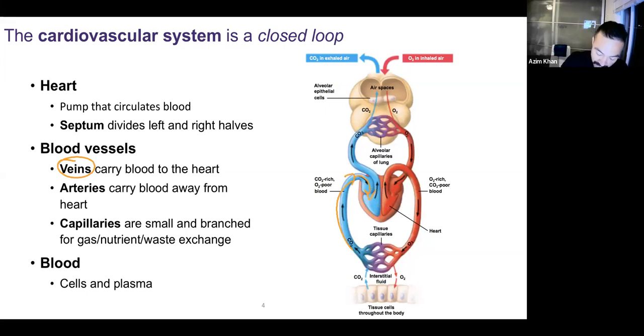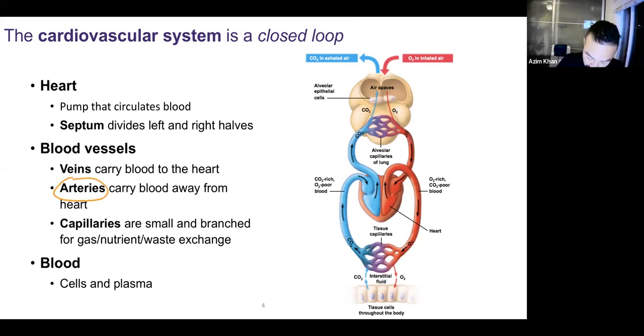It happens to be carrying oxygen-poor blood. This one right here is also carrying blood to the heart. It happens to be carrying oxygen-rich blood. So it's not about the oxygen content of the blood, it's about the direction of flow. Veins carry blood to the heart. Compare that with arteries. Arteries carry blood away from the heart.